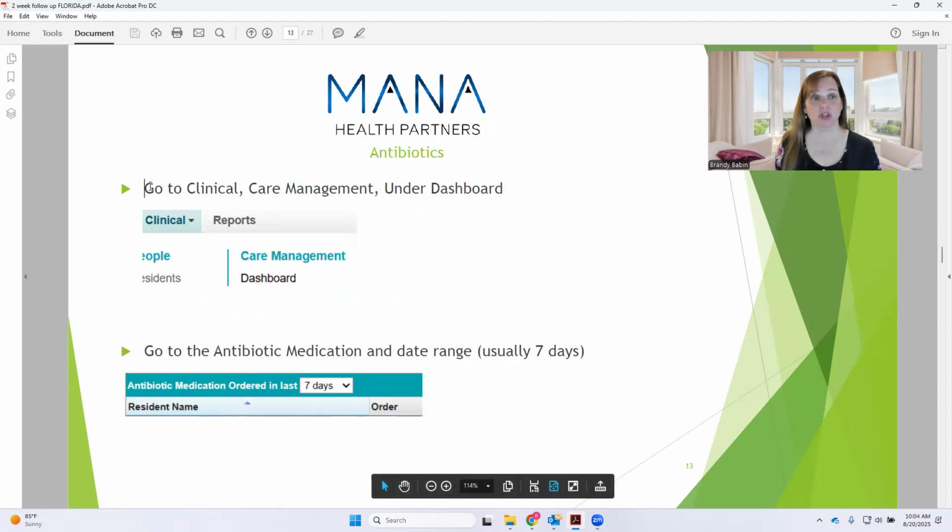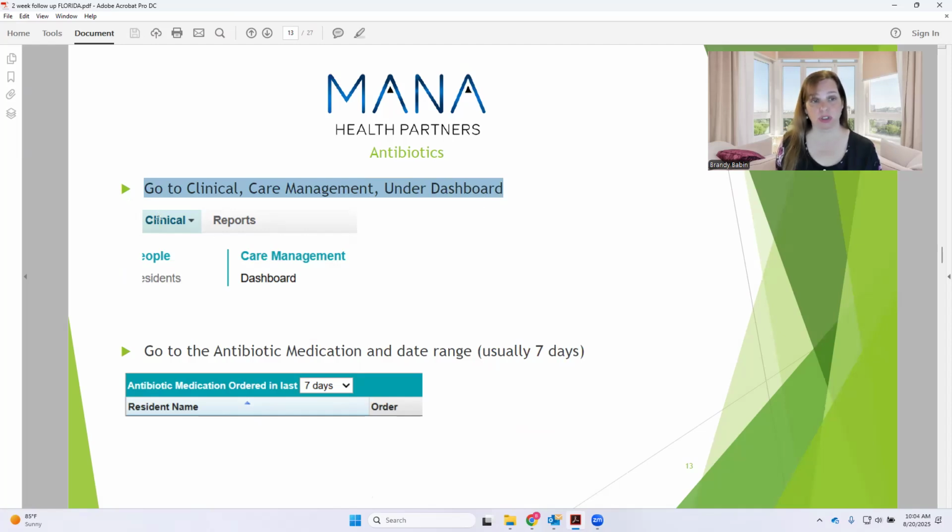Antibiotics, you're going to go under clinical care management, and then under dashboard. Here's clinical care management under dashboard. And then you're going to go to the antibiotic medication and date range it, usually 7 days. You don't have to date range it past that, but the date range is 7 days for antibiotic medication.